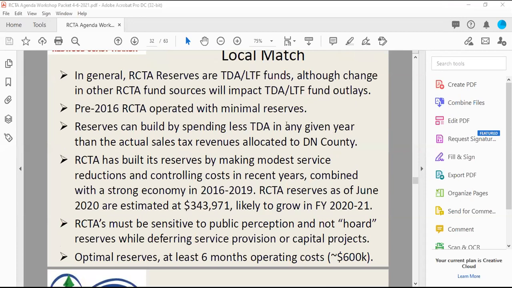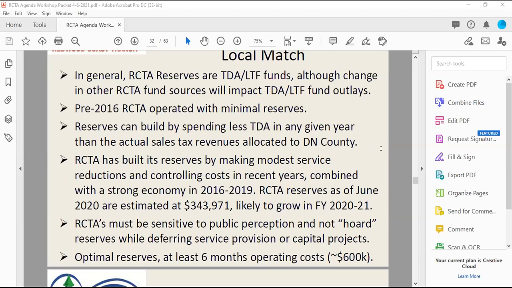We've got to be very sensitive, and the board certainly needs to be too. We're not hoarding these reserves. We have very volatile ridership right now. We've got to be nimble about the decisions we make and be able to spend that where it's needed to continue the services. The optimal reserves we're looking at, we would love to see around $600,000. Some people see that as very high. We see it as two buses, so we could go through it very quickly if we had to.